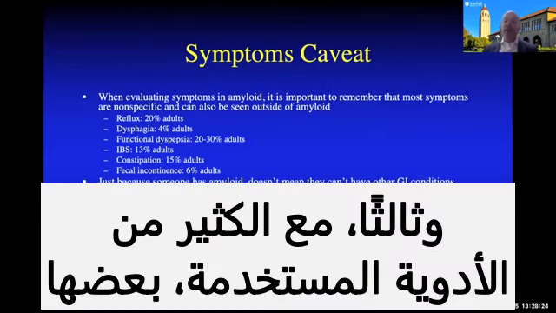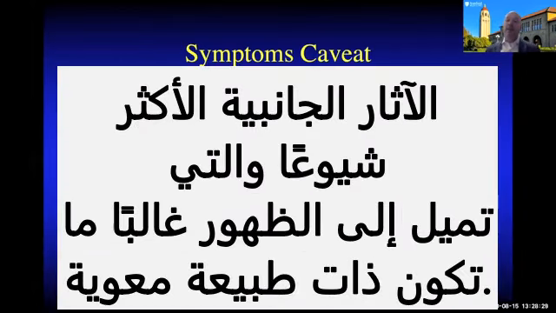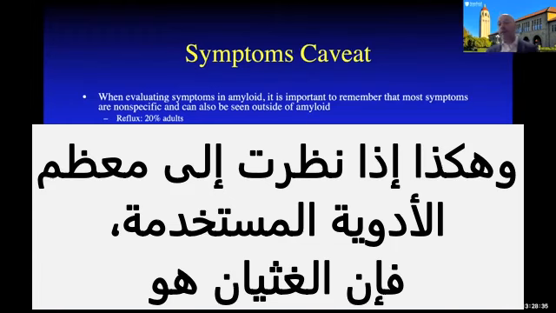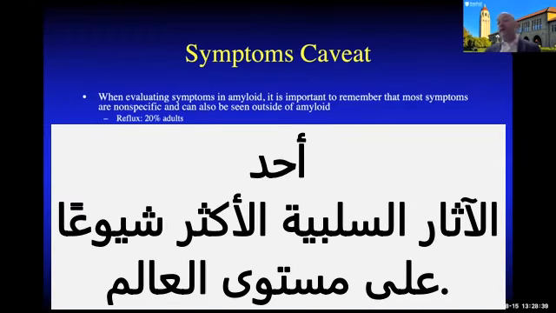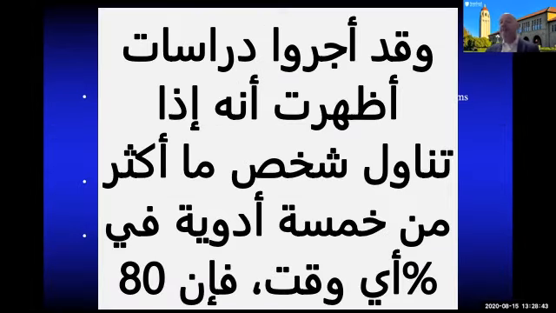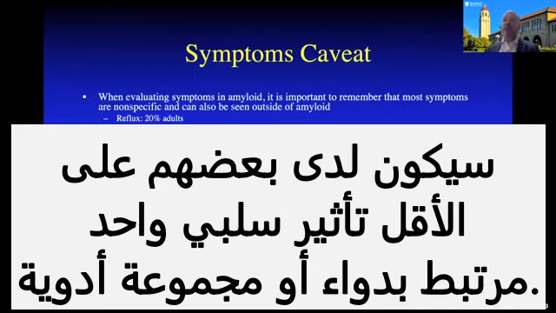And then third, with a lot of the medications which are used, some of the most common adverse effects which tend to be seen are often GI in nature. And so if you look at most of the meds which are in use, nausea is one of the most commonly seen adverse effects across the board. And they've done studies that show that if someone takes more than 5 meds at any time, that 80% of them will have at least one adverse effect associated with a med or also combination of medications.